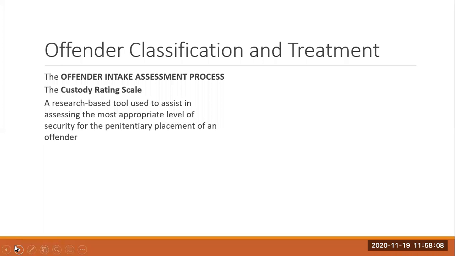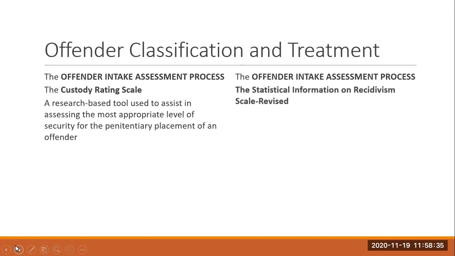The items of the custody rating scale have been selected because research shows they're important for that decision, and whoever is using it needs to go through that scale like it's a checklist. So it's a research-based tool that's used to assist in assessing what is the most appropriate level of security for a penitentiary placement of an offender. That's one of the scales that's used in the offender intake process. Another part of the more detailed offender intake assessment process is the Statistical Information on Recidivism Scale Revised.